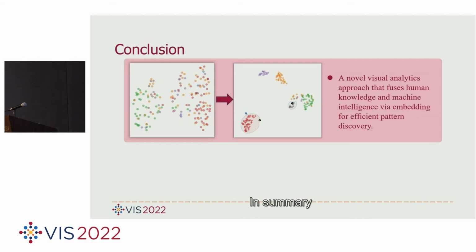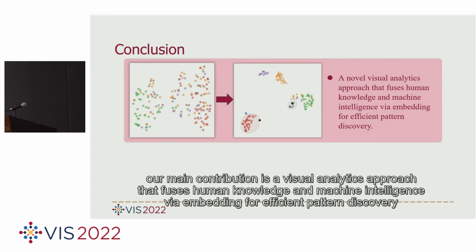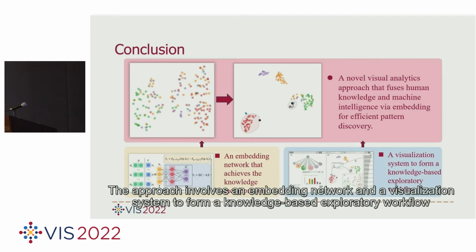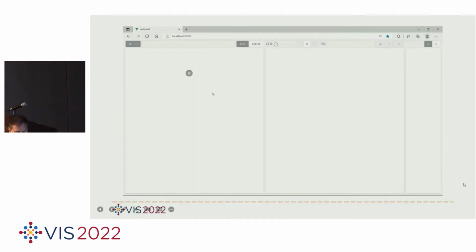In summary, our main contribution is a visual analytics approach that fuses human knowledge and machine intelligence via embedding for efficient pattern discovery. The approach involves an embedding network and a visualization system to form a knowledge-based exploratory workflow. Finally, we show the usage of the visualization system.